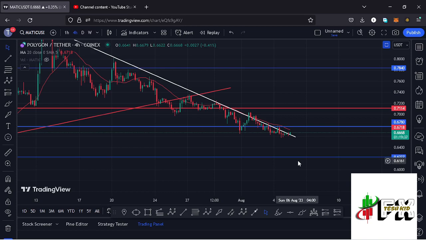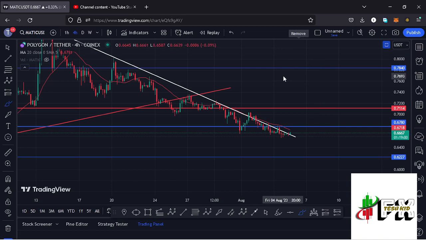And at the time of this recording, Matic is holding below the 20-day MA here on the 4-hour chart, which is now acting as resistance for us to continue gearing up. The next key area of resistance that I'm also keeping my eyes on is at around the $0.678 mark, and a break above that key area of resistance, I will be watching for a successful retest before we can continue gearing up and get above the $0.7114 mark, which is our next key area of resistance.